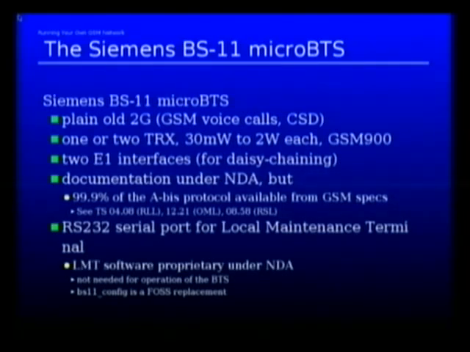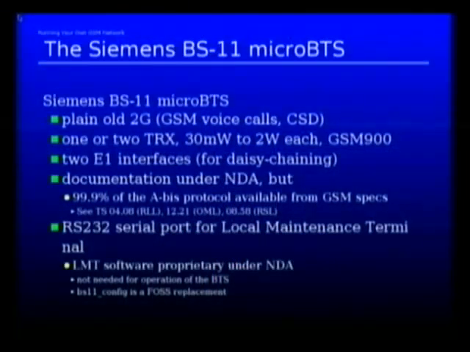Because if you think about the complexity of this protocol and that it has been designed in the 1980s and deployed in the early 1990s, the technology you had available at that time, you needed massive electronics to build such a system. The Siemens BS11 is a plain 2G BTS, so it has GSM voice calls and it has circuit switch data and obviously SMS, but there is no GPRS, no packet data communications, and there is especially no EDGE or 3G or anything like that.